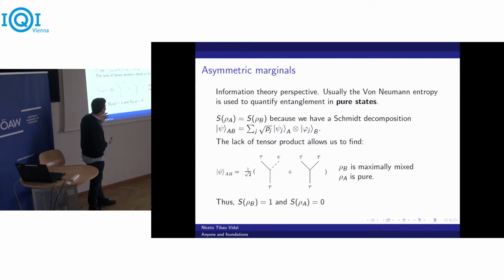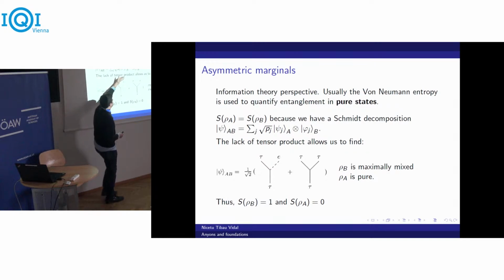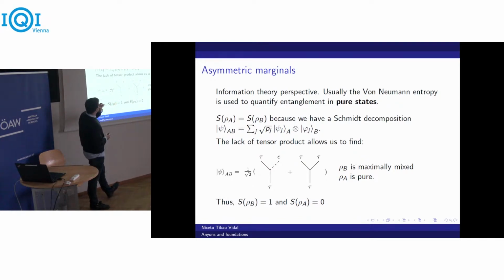However, in anyons, you cannot do this. Why can you not do this? Because it's not true. First, you don't have a tensor product. You could still think maybe I have an analogous Schmidt decomposition, but no, you cannot have it, because you can find states that break it. Most states, to be honest, will be of this form.